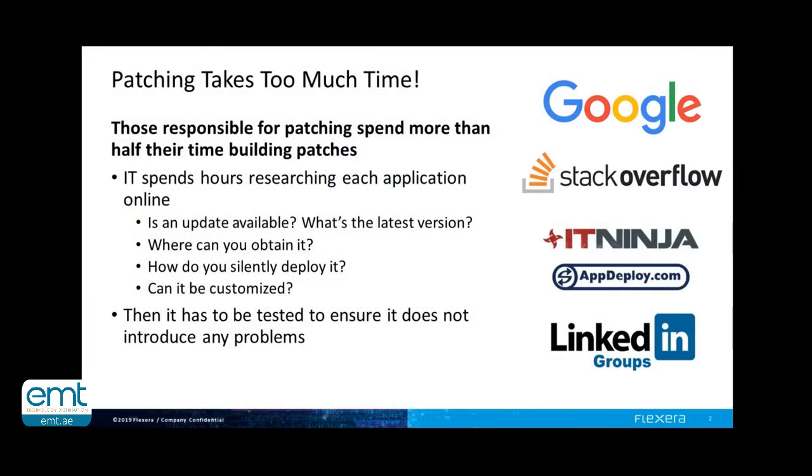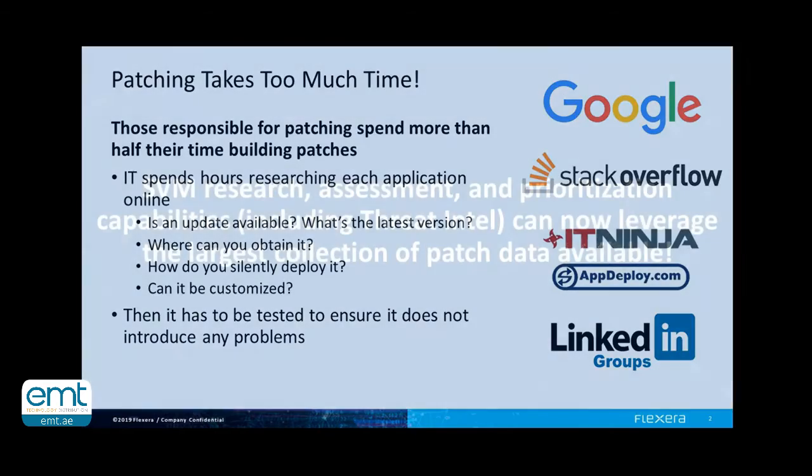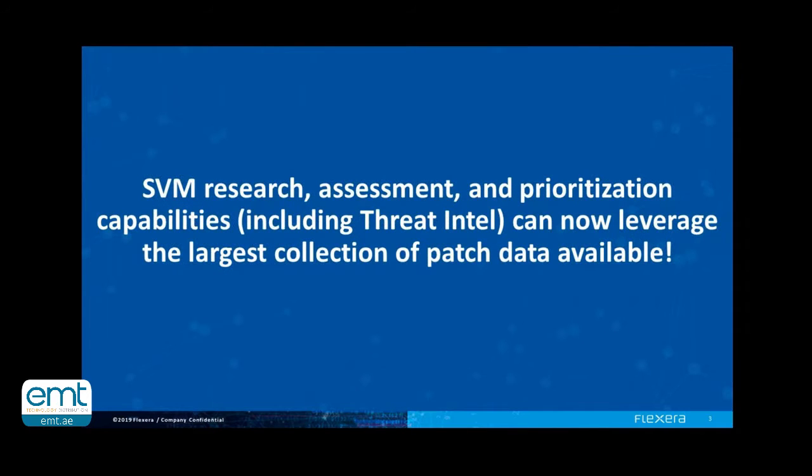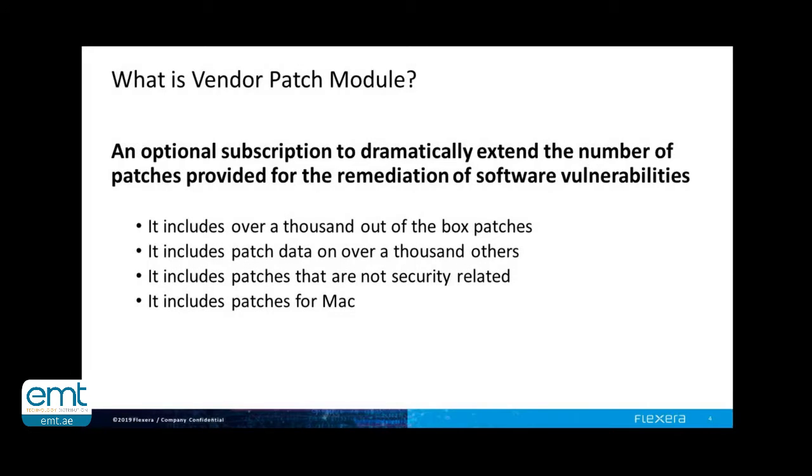Most of the time IT pros spend patching is dedicated to actually creating the patches, finding those patches, determining what the silent installation possibilities are, and testing. That just takes too long. Lucky for you, Software Vulnerability Manager's research, assessment, and prioritization capabilities can now leverage the largest collection of patch data available anywhere. The Vendor Patch module saves you considerable time by providing an integrated set of patches for deployment, over 1,000 out of the box, and details on over 1,000 others to help you create your own.